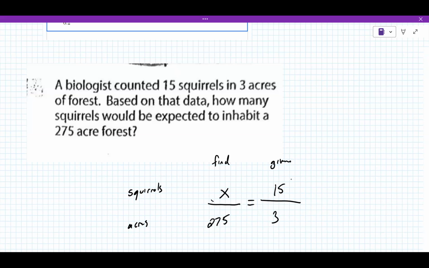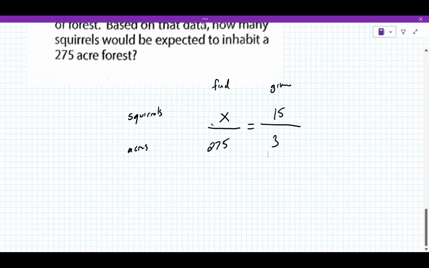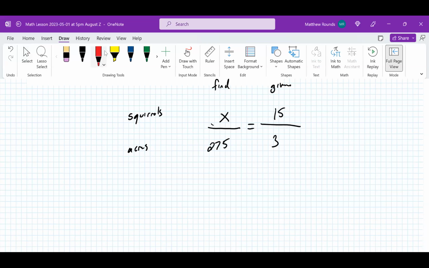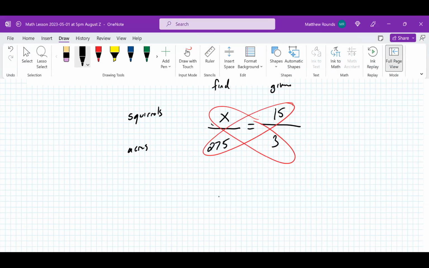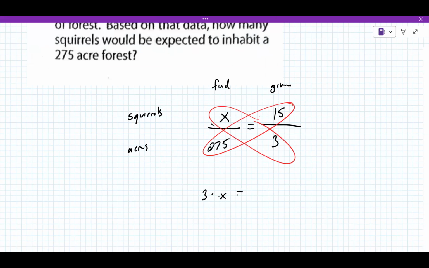Good. Okay. So now this is enough to cross multiply. All right, so we got 3 times x, 15 times 275. So if you'd like, go to that Desmos scientific calculator and give me the value of 15 times 275.